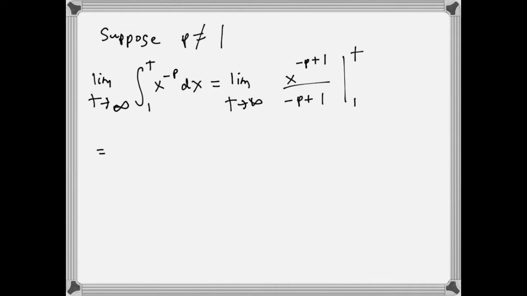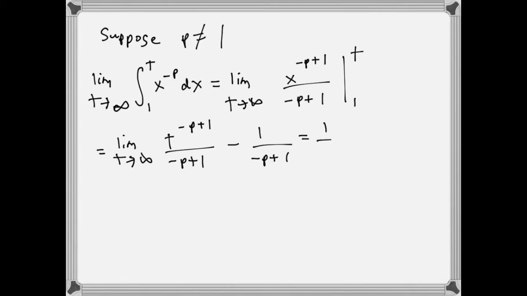So what is this going to equal? Well, let me write it this way. Limit as t goes to infinity of, if I plug in t, I get t to the negative p plus 1 over negative p plus 1, minus, and then if I plug in 1, I just get 1 over negative p plus 1. What I'm actually going to do now is pull out the 1 over 1 minus p, that's the denominator. And so I'm now doing the limit as t goes to infinity of t to the 1 minus p, minus 1. There are now two cases here, right? I'm assuming that p is not 1, right? So if p is greater than 1, then this means that we get the following.